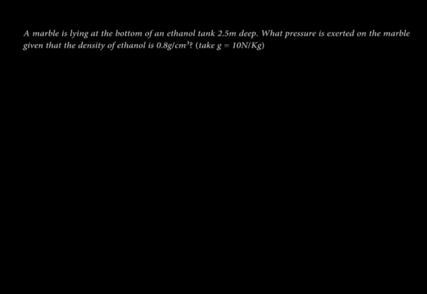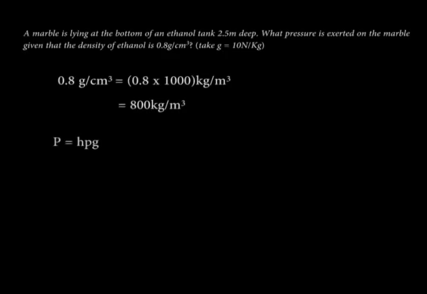Now, we first convert that density, grams per centimeter cubed, into kilograms per meter cubed. How we do that is by multiplying by 1,000. If we do that, we get 800 kilograms per meter cubed. Pressure is h rho g, so we have 2.5 meters times 800 kilograms per meter cubed times 10. So we get 20,000 pascals.